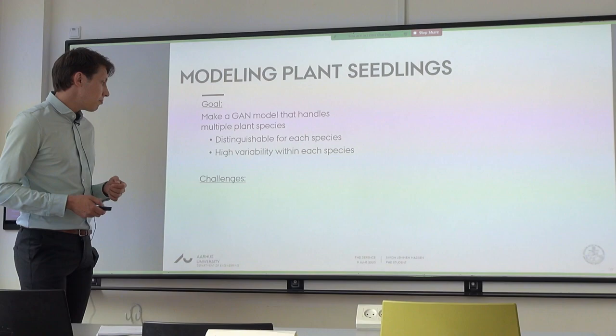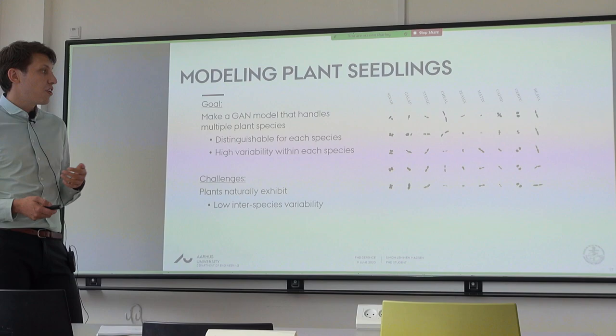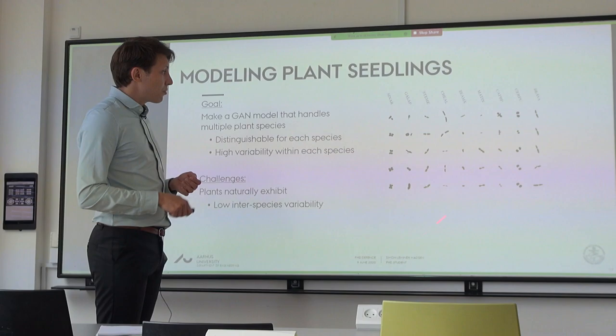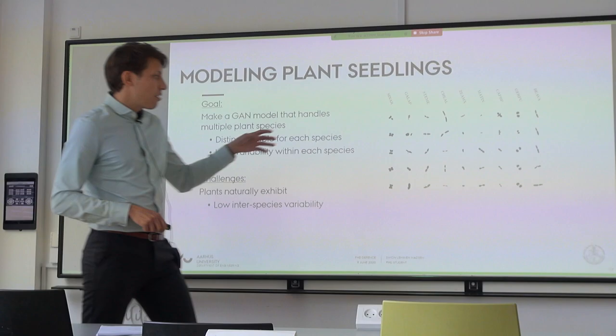This can, however, be highly challenging in the domain of plants, as plants naturally exhibit a very low degree of interspecies variability. So for example, this image here illustrates five samples for nine different species. And in my opinion, it can be very hard to distinguish between the different samples here, because at this very early development stage, they are highly similar to each other.